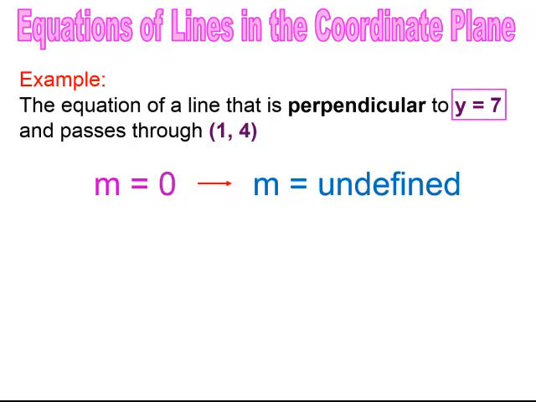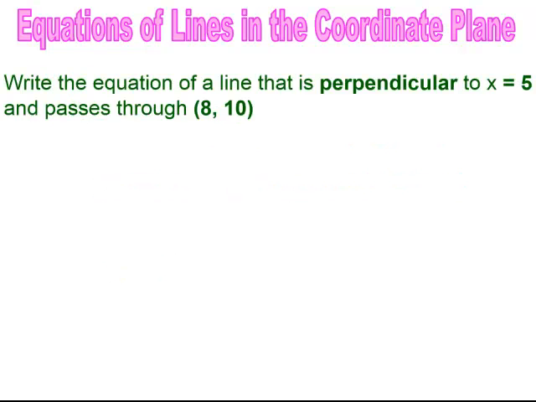So when we have perpendicular lines and we have a y equals, then we're going to end up having an undefined slope for the perpendicular equation. An undefined slope means that I have an x equals equation. So the perpendicular equation for y equals 7 would be x equals 1, the x value in the ordered pair. So be careful when you have perpendicular that you do the opposite reciprocal and you end up getting x equals. And in this case, the ordered pair has 1, so it's x equals 1. Pause and try.